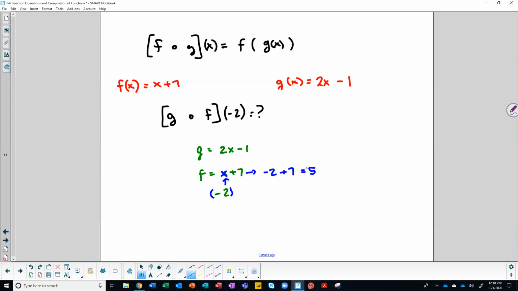So that's 5. And so now I take my 5 and I plug it in right here. And so this would become 2 times 5. Whenever you substitute, always substitute with parentheses, just to make sure you do your math right. 2 times 5 minus 1. So 2 times 5 is 10. Subtract 1, I'm getting 9. That means g of f of negative 2 equals 9. And that would be your answer.